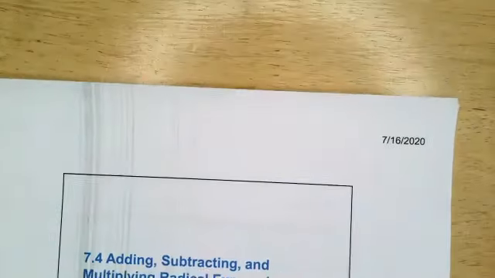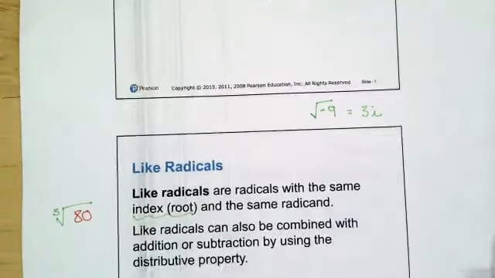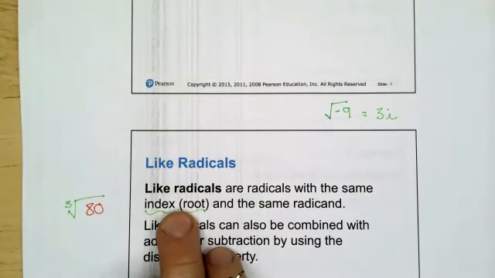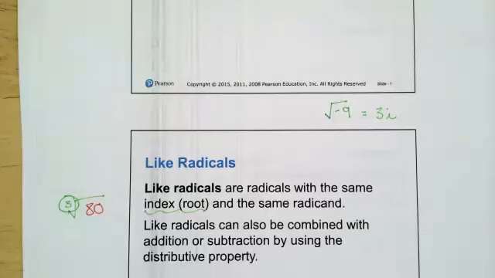All right. We are adding, subtracting, and multiplying radical expressions. So just combining them in different ways. If you can combine them, it's because they are like, okay? That means they need the same index, which is this number up here. If there's no number up here, it's an understood 2, index of 2. You can also call it a root of 2, or a radical of 2.